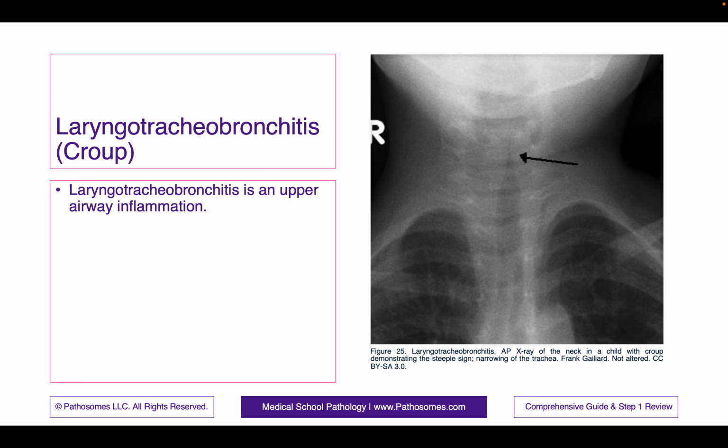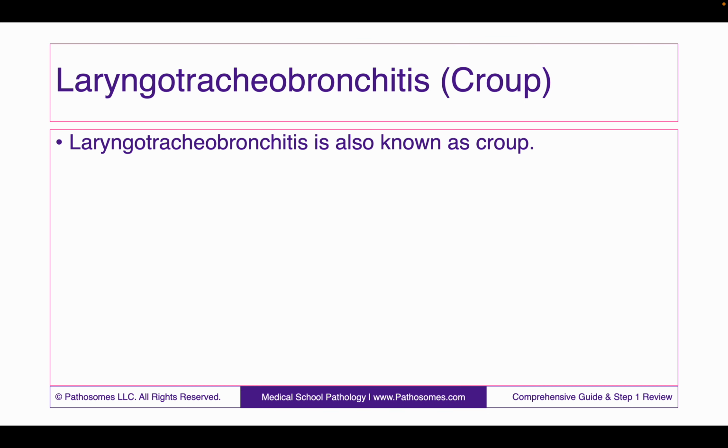Now let's talk about laryngotracheal bronchitis, better known as croup. This shows up everywhere as well. Laryngotracheal bronchitis is an upper airway inflammation. Note this sign, which you will see. It's a steeple sign. You'll definitely see this. A steeple sign is associated with croup, also known as laryngotracheal bronchitis. Don't forget, the technical name for croup is laryngotracheal bronchitis.